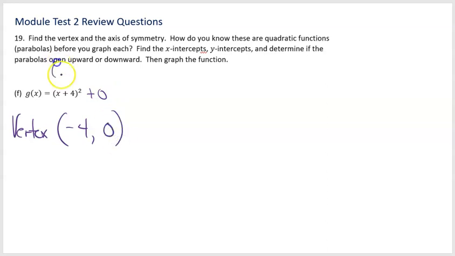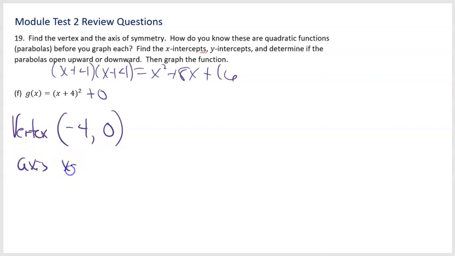Or you can multiply x plus 4 times x plus 4, and that would give you x squared plus 8x plus 16, and then you could do the negative b over 2a stuff, and you would still get negative 4 or 0. Your axis of symmetry is always x equals the x value of the vertex, so x equals negative 4. The x equals part's required, y'all.